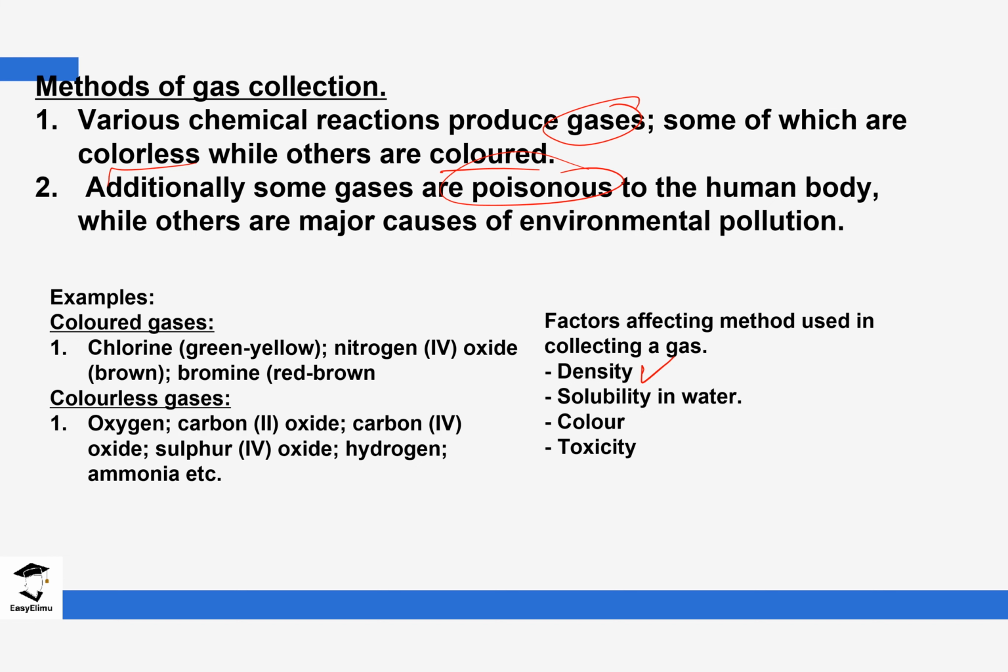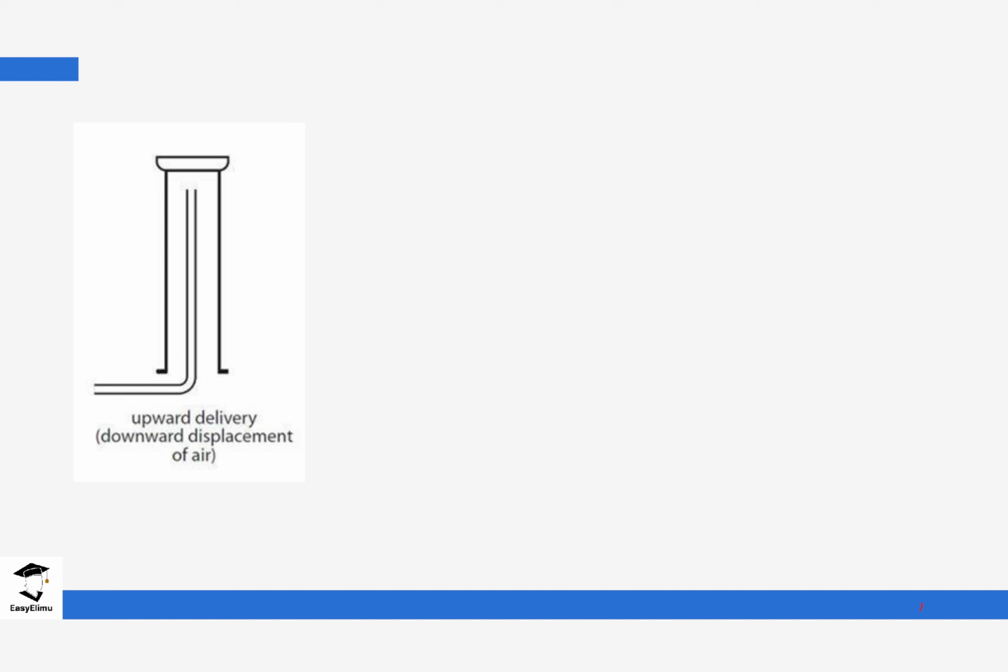So let's begin from the first process. We call it upward delivery. Note the word. Upward delivery, because the gas is being delivered on the upper side of the gas jar. When it is delivered, it displaces the air to the bottom. That's why the other name is downward displacement of air. So this one collects gases that are less dense than air, or basically lighter.